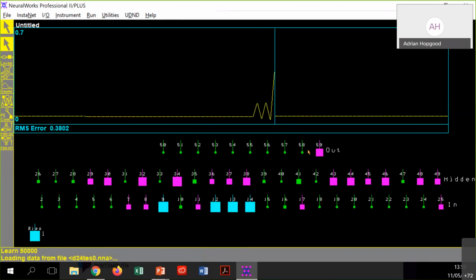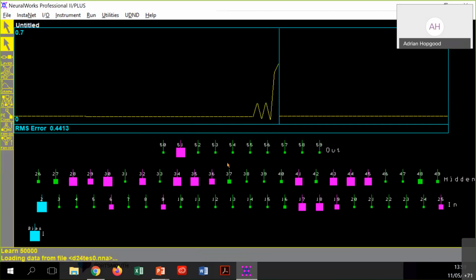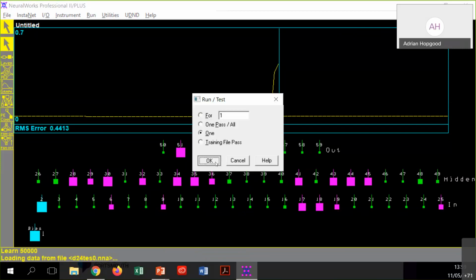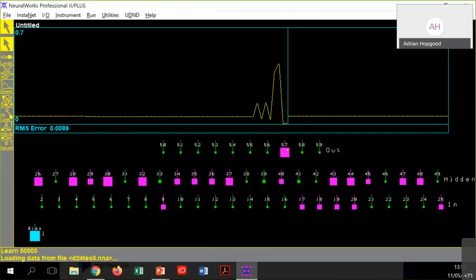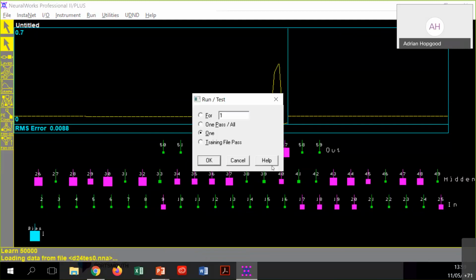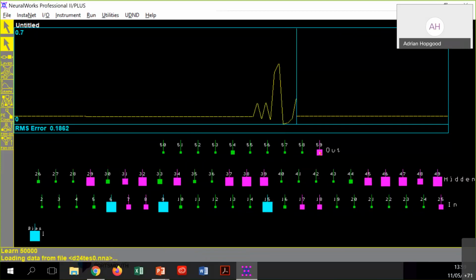Ah, now it's got that wrong. It thinks that's a 9. I was expecting this node here to be high. Do the next one, which is a 5. It's got that one wrong as well. Let's move on. It's got the 6 right. It's got the 7 right. It's got the 8 right. And it's got the 9 right. So with this simple example, testing it on 10 previously unseen digits, it got 8 of them right, and it got 2 of them wrong.